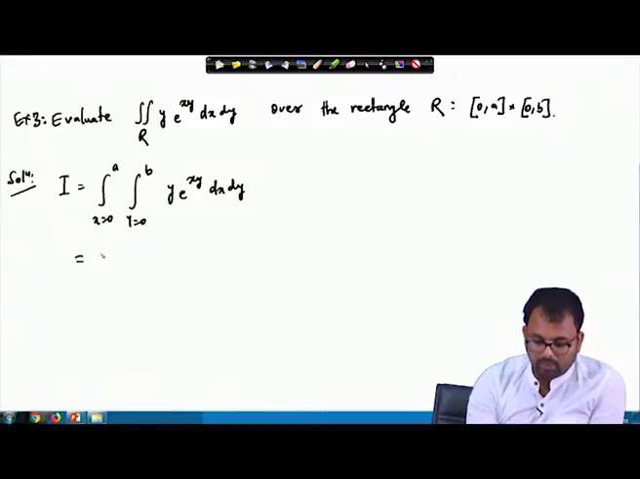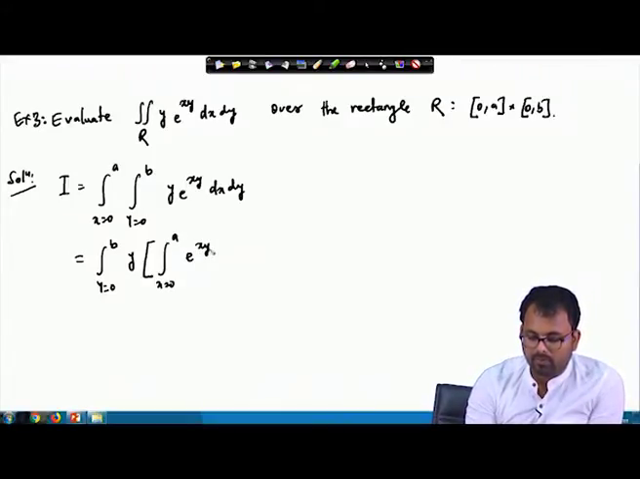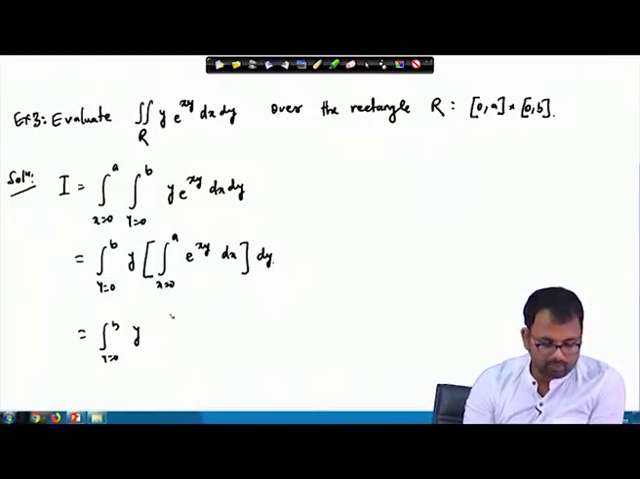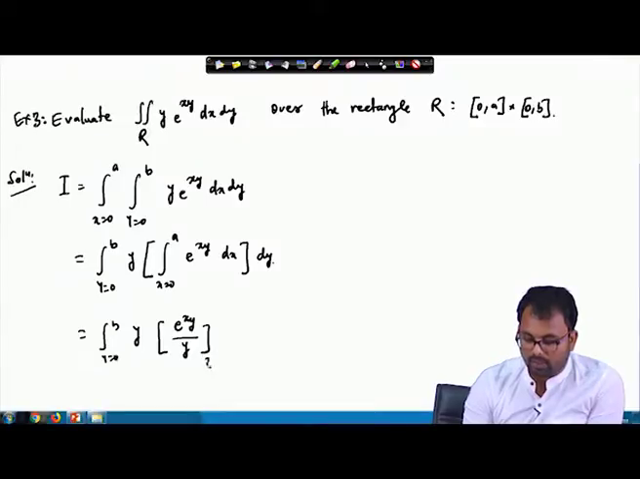Or we can separate this. So, there are several ways to do this. Let us separate this y and then I will integrate with respect to x first, and if we integrate with respect to x first, then this will be e to the power xy by y, with x running from 0 to a, dy.